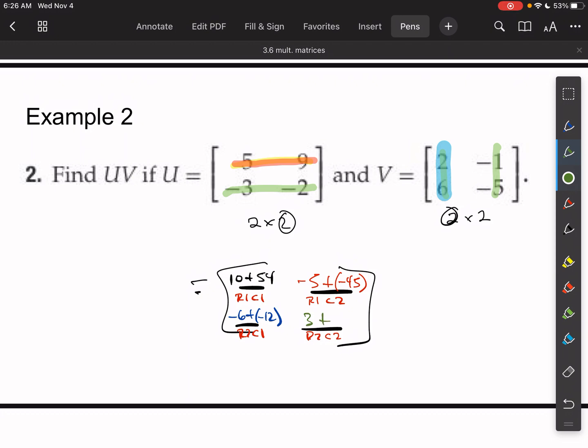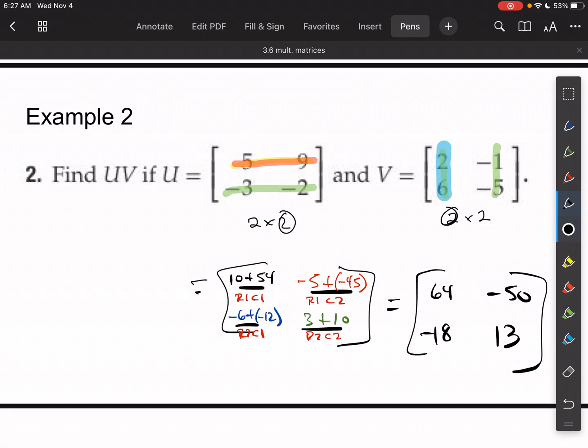And then we're going to add that to negative 2 times negative 5, which is positive 10. Okay, so final answer, here we go, guys. We have 10 plus 54 is 64. And then we have negative 5 minus 45, which is negative 50. And then we have negative 6 plus 12, which is negative 18. And 3 plus 10, which is 13. That is the product of the two matrices.